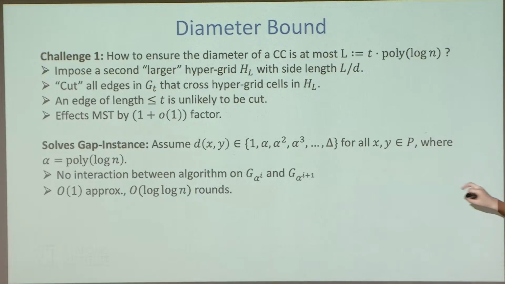So based on this observation, we already have an algorithm to solve this gap instance. This means that given a Euclidean point set, if you look at the pairwise distances, they have a very good separation: 1, alpha, alpha square, alpha cube, up to delta, where this alpha is a super large polylog n. Because in this case you can have independent levels, and for each part you can independently run the connecting components for each edge threshold.